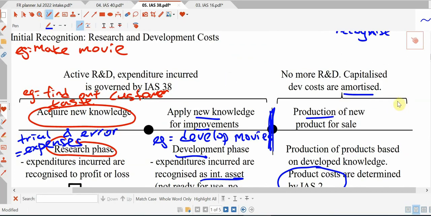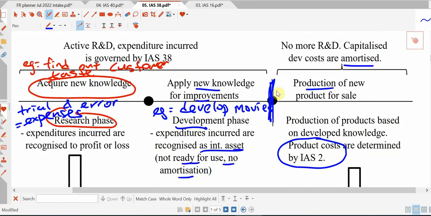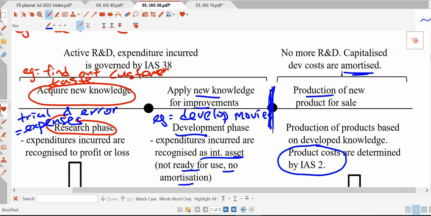But before you finish your development, the asset is not ready for use, so there is no amortization for that few months or for that few years. So research costs are expenses; development costs are an intangible asset, but you do not amortize. Once you finish the development, then only you start to do amortization for the few months or for the few years.